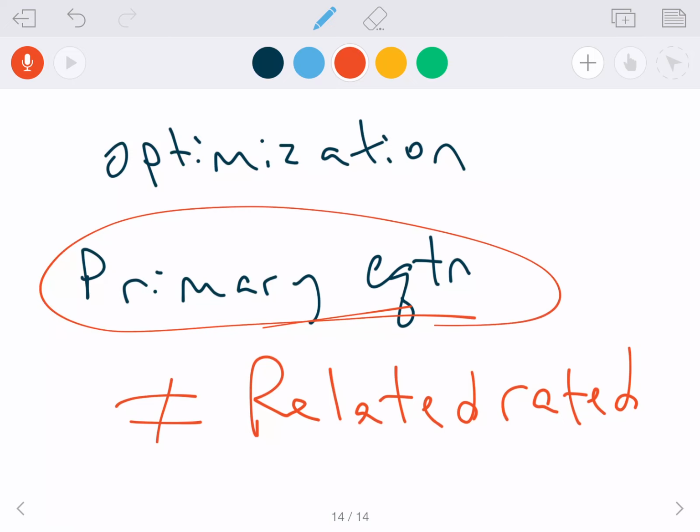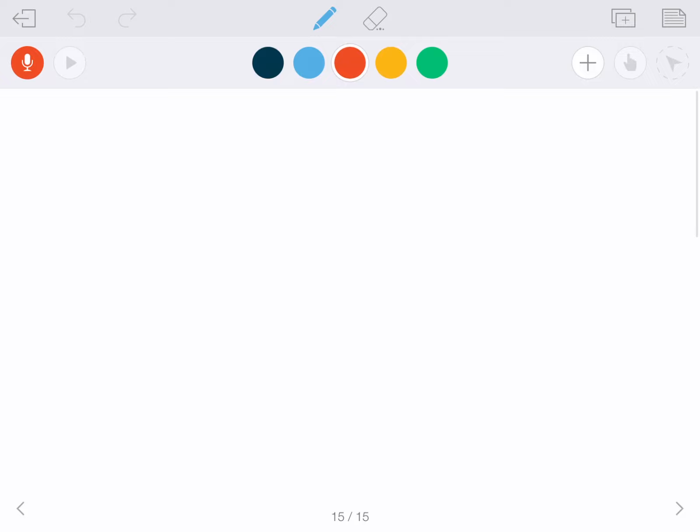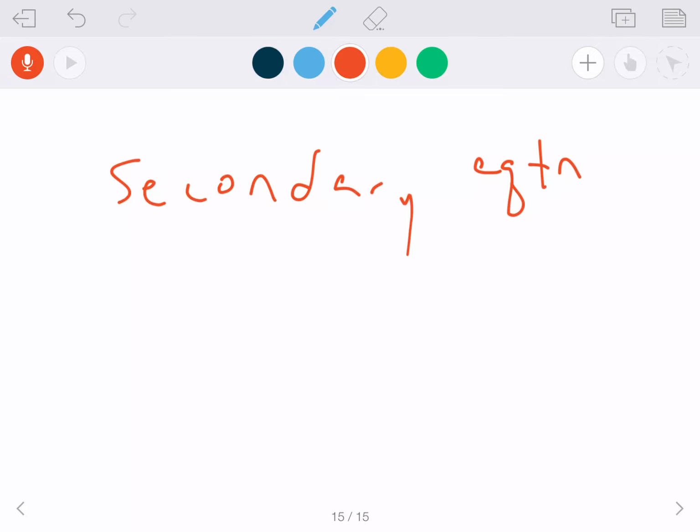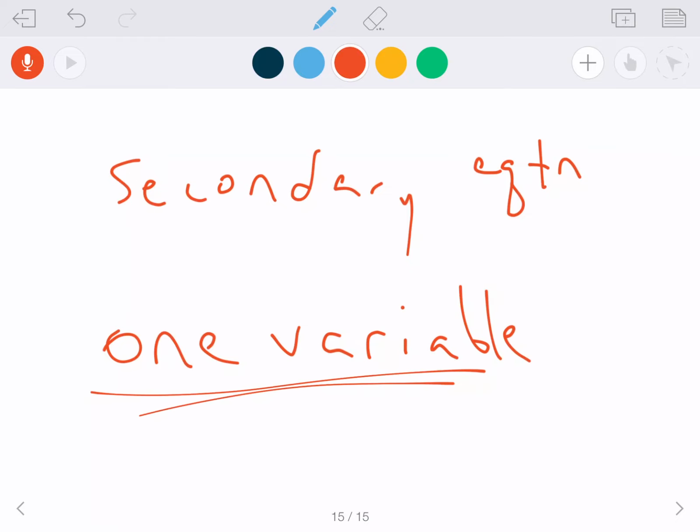So if the primary equation has more than one variable, you need a secondary equation. You need that secondary equation to substitute in to the primary equation to get down to one variable. That's the point here. For an optimization problem, you have to get down to one variable. So there's always the primary equation. It's usually a geometric formula, something like that. And then read that problem really carefully. It's giving you some clue for the secondary equation.